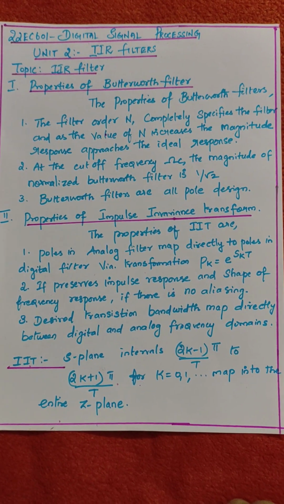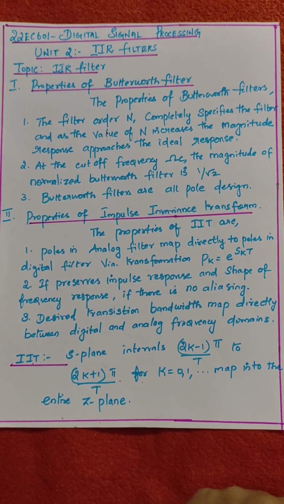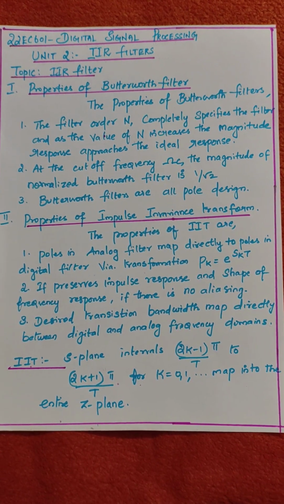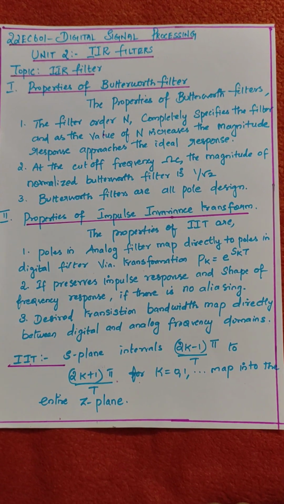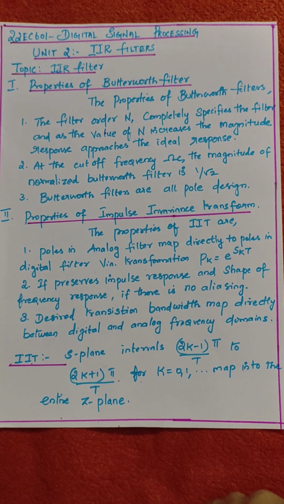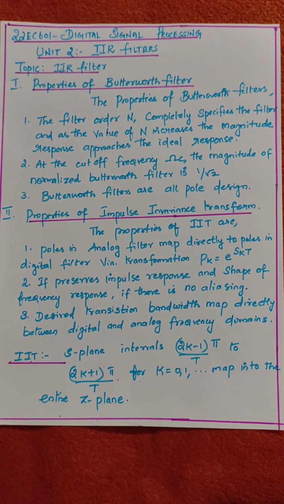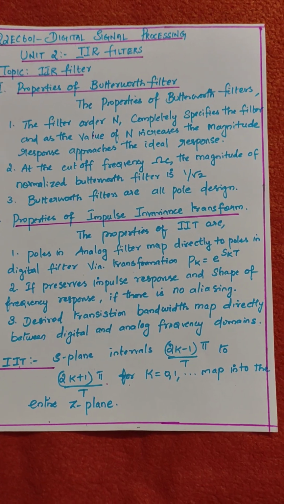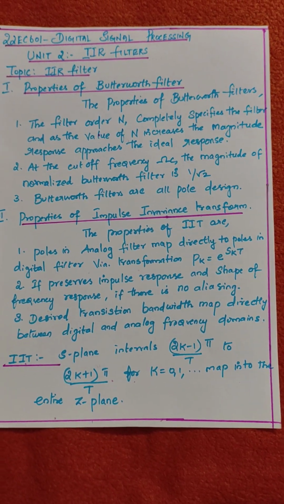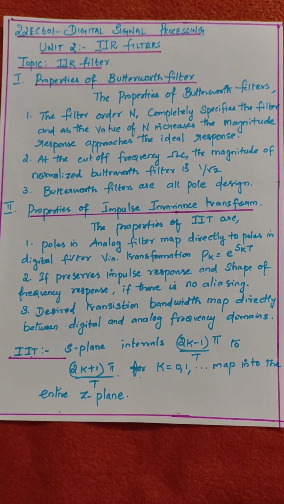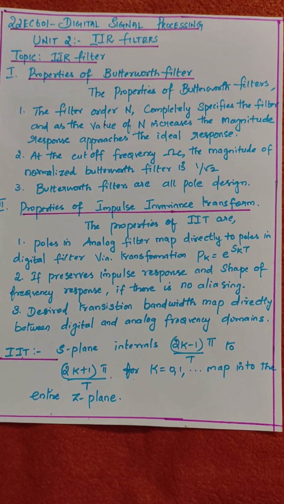Number 2. It preserves impulse response and shape of the frequency response if there is no aliasing. Aliasing should not take place. That's what we study in the sampling theorem, where we study the Nyquist rate. There should be no aliasing. Once there is no aliasing, the impulse response property holds. It preserves the impulse response and shape of the frequency response. So therefore, it calculates h of n as well as h of j omega for any frequency term. See to it that there is no aliasing.